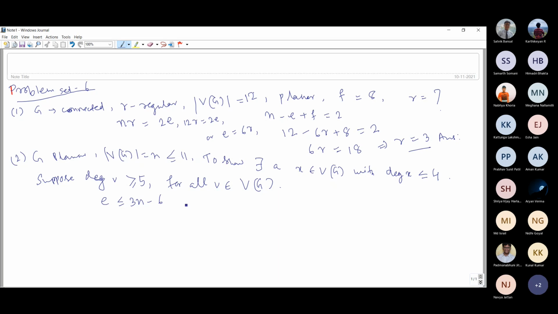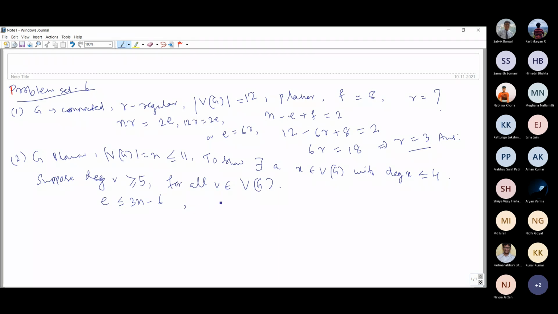Number of edges in a simple planar graph. Here we can consider that this be a simple planar graph. Okay, that simple condition I think I could have included here. So for a simple planar graph, we get that E is less than or equal to 3n minus 6, upper bound for number of edges, right? E is less than or equal to 3n minus 6.